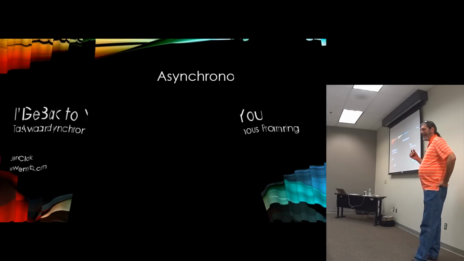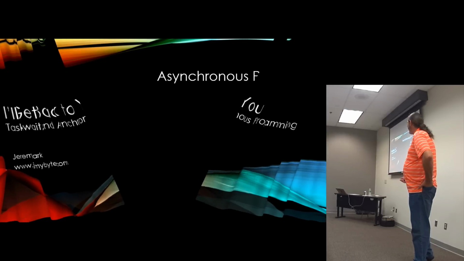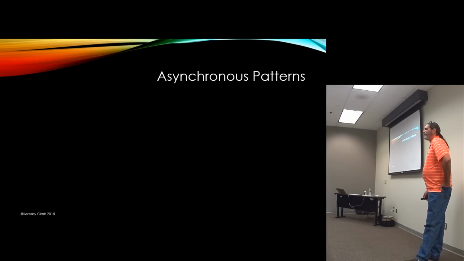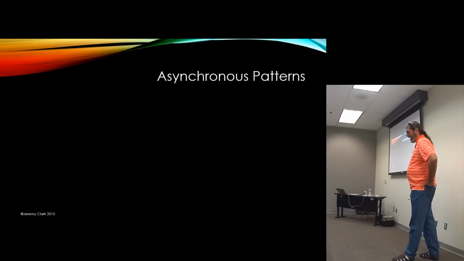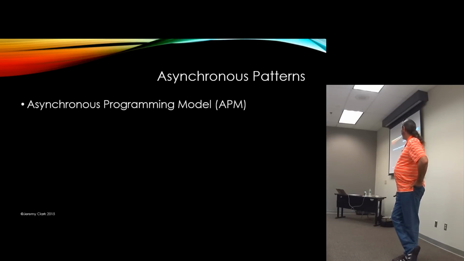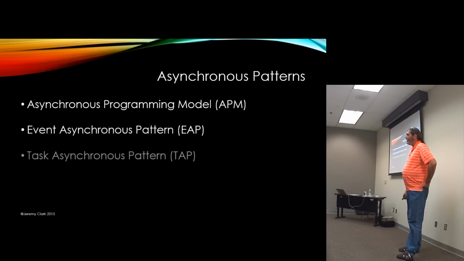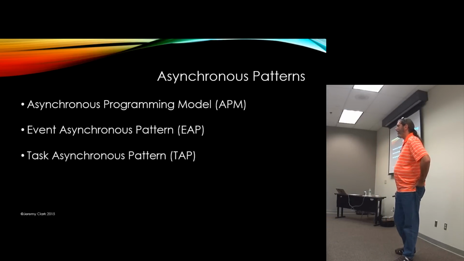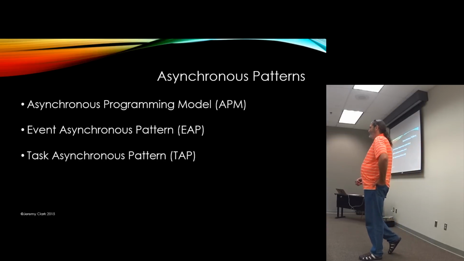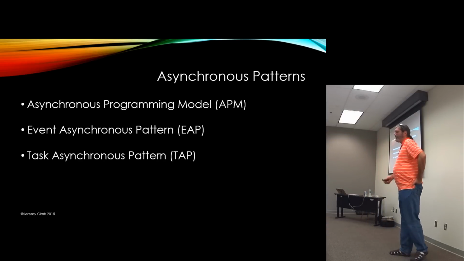So I want to start out with a little history lesson. This has to do with the asynchronous programming models that we've had in the past, or the asynchronous patterns, I should say. The first of which was the asynchronous programming model. Then we moved into the event asynchronous pattern, and then we moved into the task asynchronous pattern. These all had their pros and cons, and things have gotten easier and harder along the way, which is both good and bad. So let's just take a quick look at those.